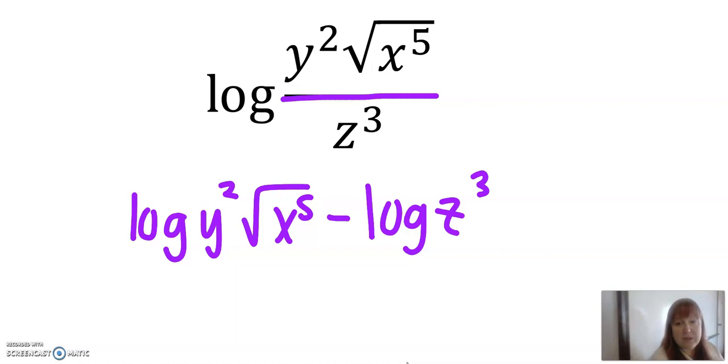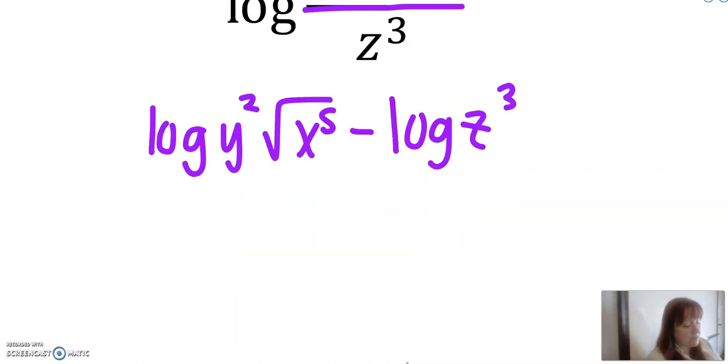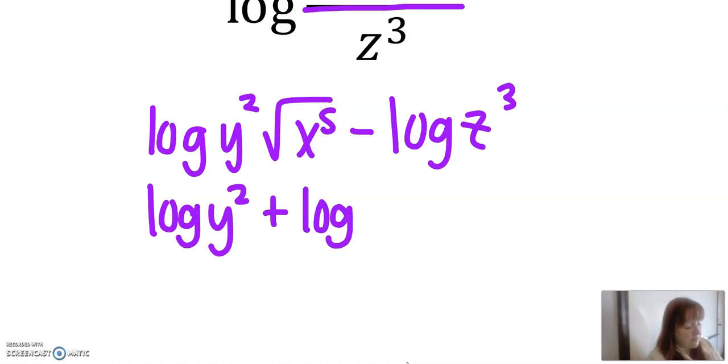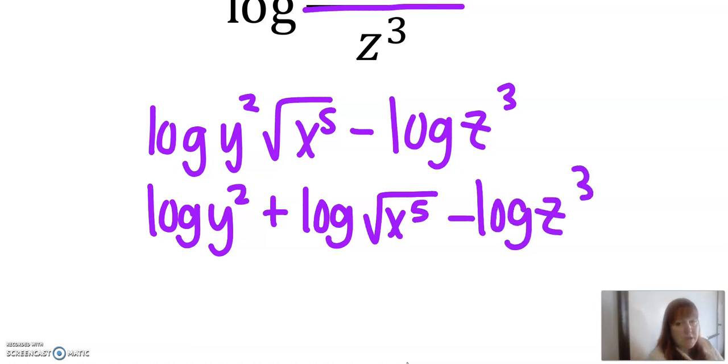And then I look and see that I have a product. So now I've got to split the product. So we're looking to split everything. So now I have log of y squared plus log of square root of x to the fifth minus log of z cubed. Okay, so now I've split it so that each of these are separate, and there's no more things multiplying together here. There's no more things multiplying or dividing or anything like that.